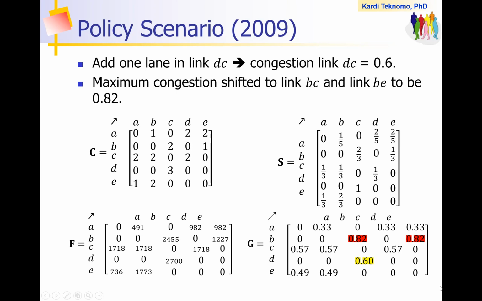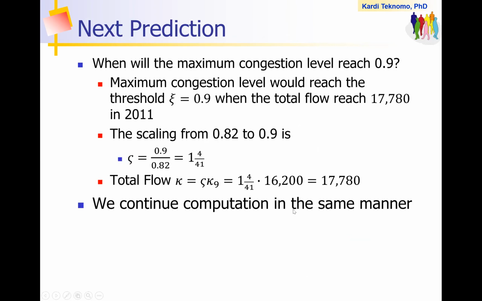Now what will happen? Now we want to predict, this is already close to 0.9, right? When will it become 0.9? Again, we use the same thing. So, when it will become 0.9, 0.9 divided by 0.82, isn't it? So you have the scaling, multiply that scaling with the total network, which is now 17,780. Go to that table a while ago, you will know that this is happening in 2011. Right, closer. You see?